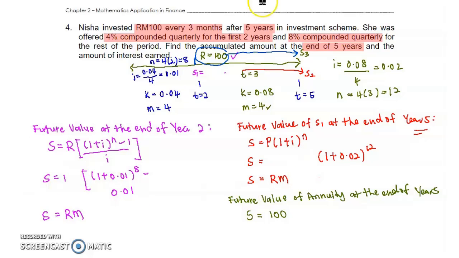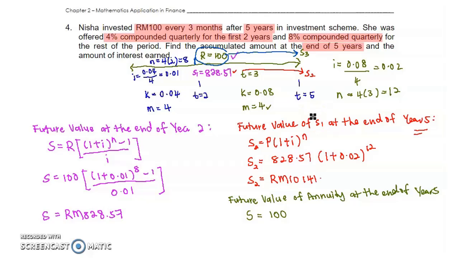Okay, let me calculate this part first. So here 100 ringgit. If we calculate this one, we will get 828.57. So this 828.57 will be the new principal for the future value at the end of year 5. If we wait another 3 years, this will be the new principal, 828.57. So let's check interest here, 2%, 12. Okay, so here S2 will be 10,141.70. Okay, this is the amount at the end of year 5.